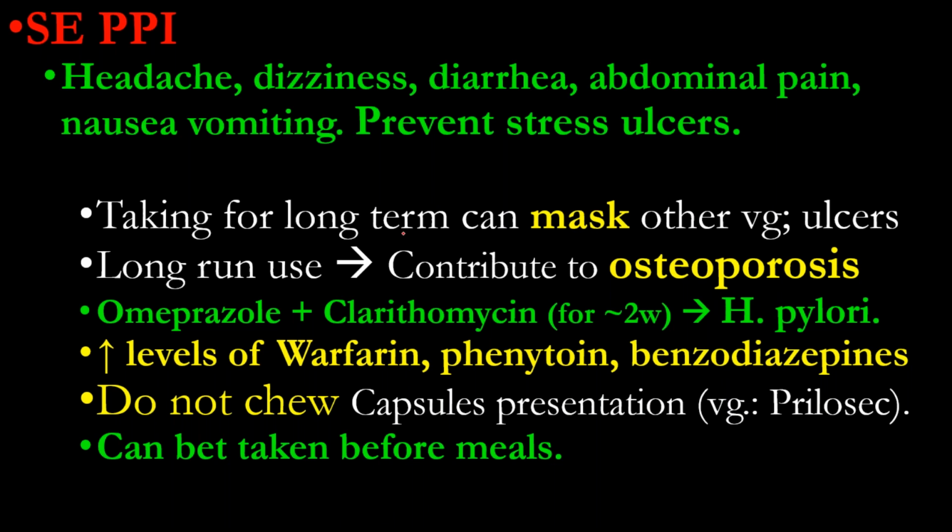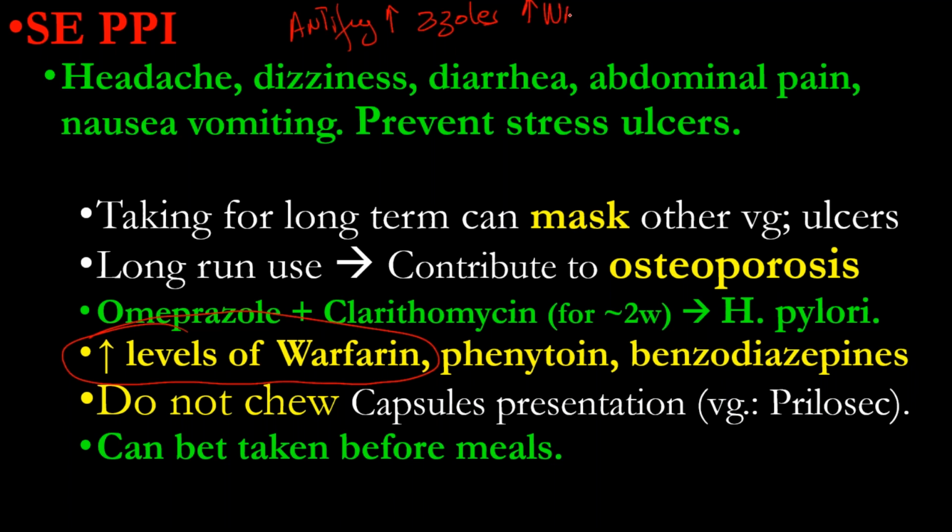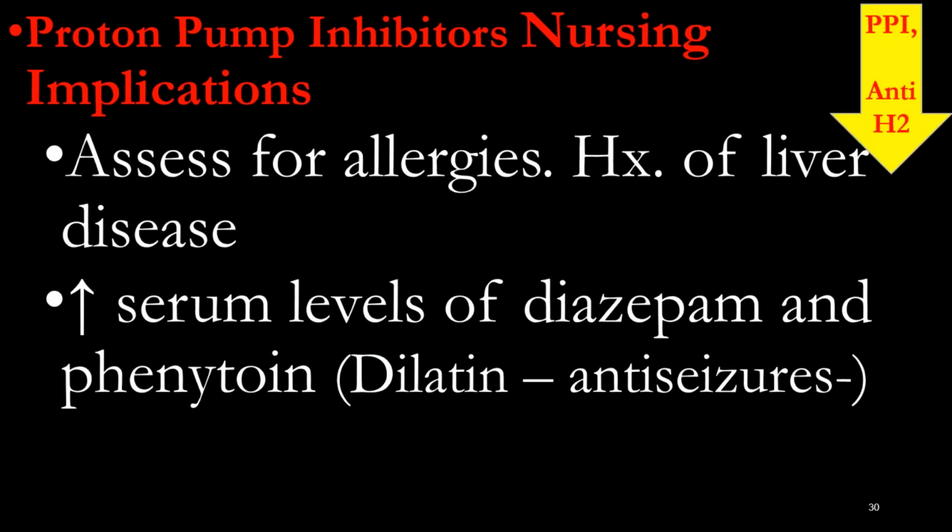PPI increase the levels of warfarin. What else increases the levels of warfarin? The antifungals. Remember, antifungals, the azoles especially, can increase the levels and the action of warfarin. All right, so let's finish this.